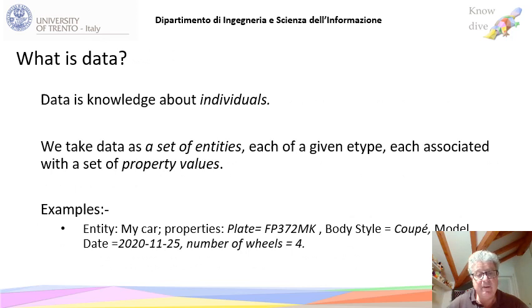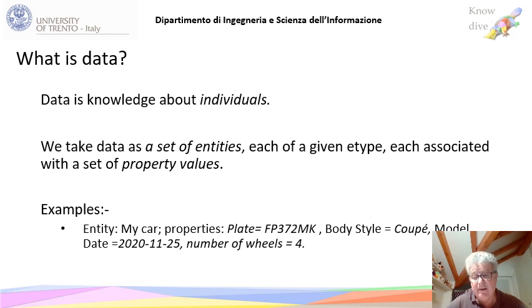Then there is the fourth dimension, data. Data is knowledge about individuals. The same way as knowledge is universal knowledge, knowledge about universals, data is specific knowledge about individuals. So for any entity type, there is a set of entities of that entity type. The entity type car is populated by the various cars. In the same way, the entity type vehicle is populated by instances which are cars, entities which are motorcycles, entities which are ships, and so on and so forth.